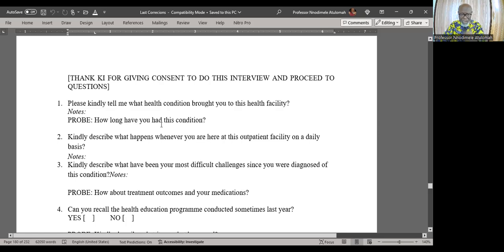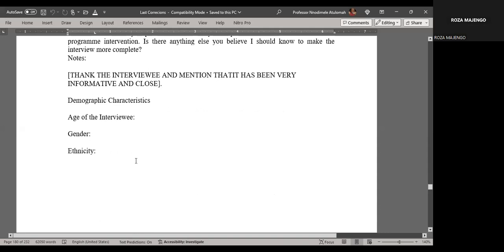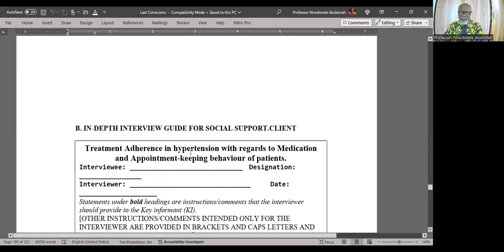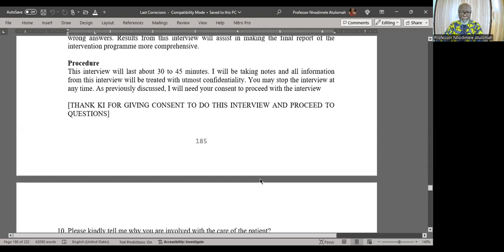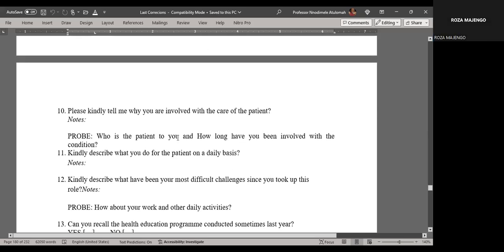How long have you had this condition? The person will now answer. Then you kindly describe what happens whenever you are here at the outpatient facility on a daily basis. They will explain. So you continue like that, probe until you finish. All right? So that is the typical. Now this is for social support, the same. Please kindly tell me why you are involved with the care of the patient. This is for the key support, the person who is supporting. All right, who is the patient? And how long have you been involved with the condition?